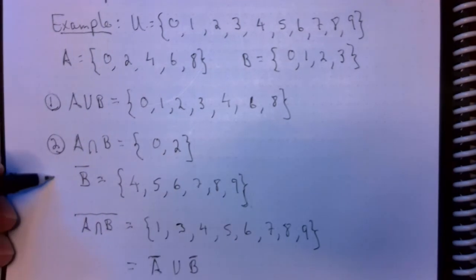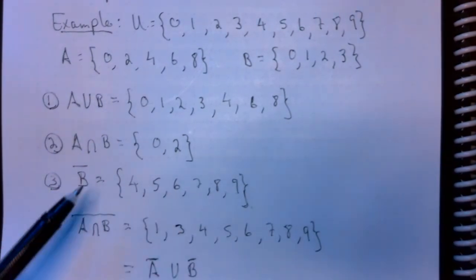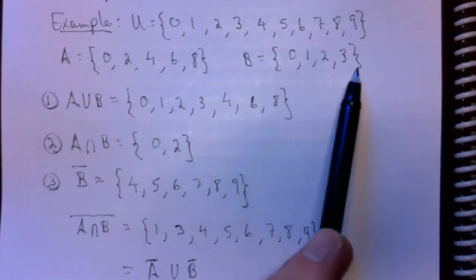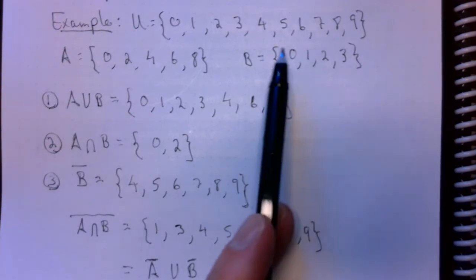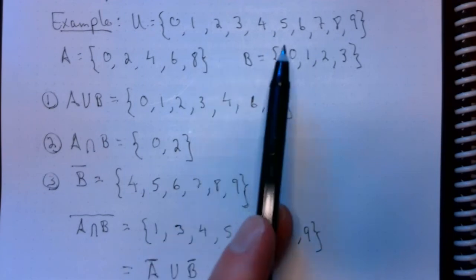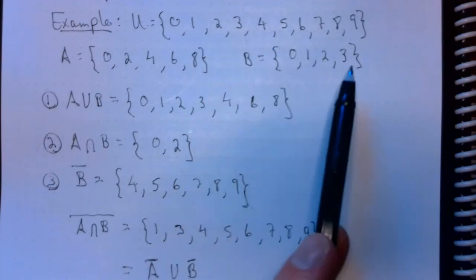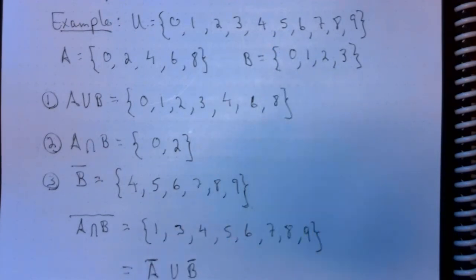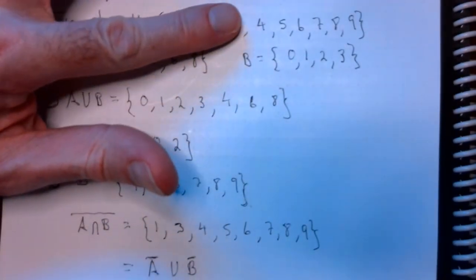If I want to talk about B complement, well, I look at the set B, I compare that to the universal set. B complement would be everything in the universal set that doesn't belong to B. So there's B complement right there.